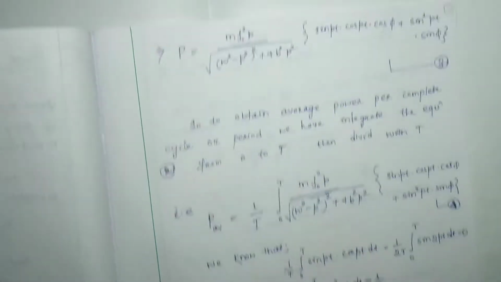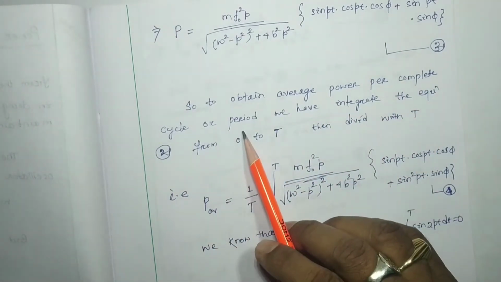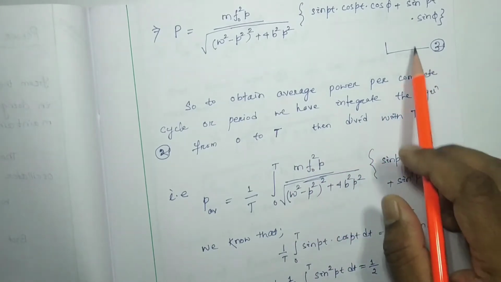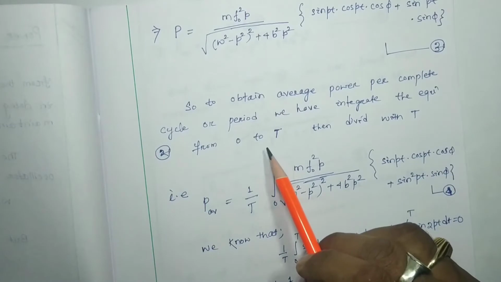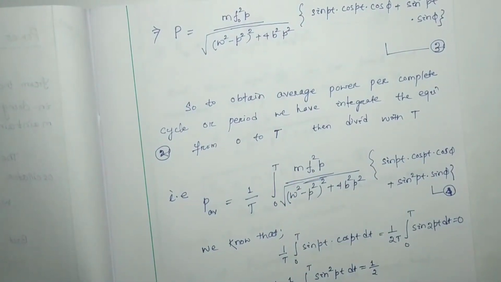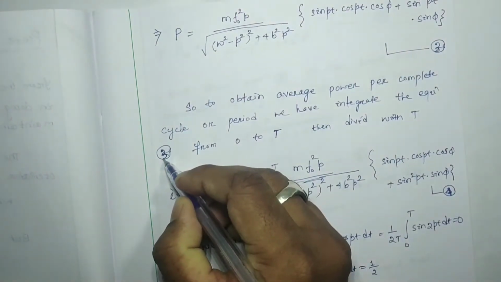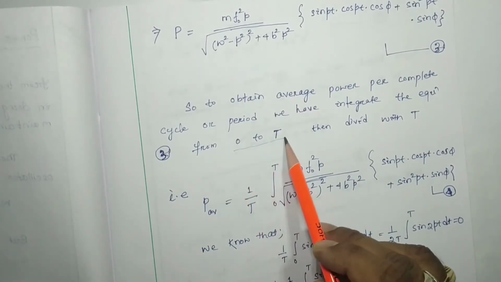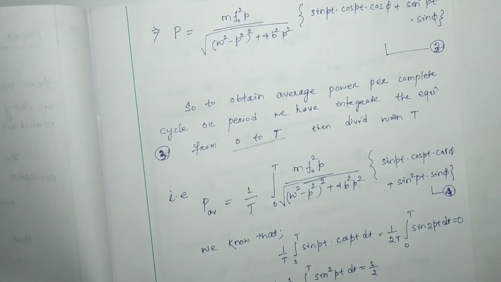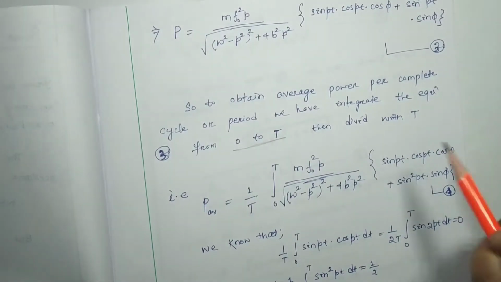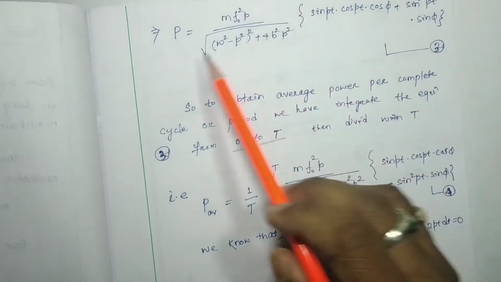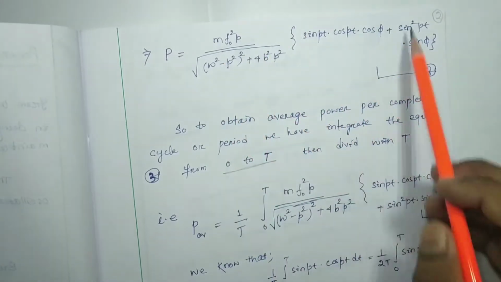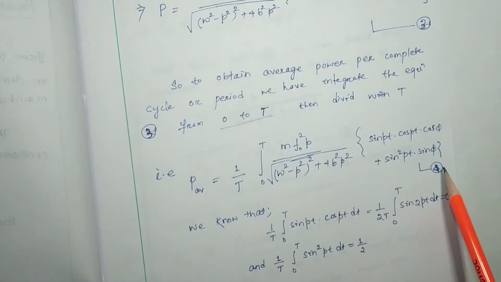Okay, so to obtain the average power per complete cycle or period, we have to integrate equation number 3 from 0 to T. Here T is the time period. Now to find the average power, we integrate equation number 3 from 0 to T and divide by T. Then we can find the average power. This is 1 by T, 0 to T, and the integration of this much. The same thing has been written over here. Let it be equation number 4.